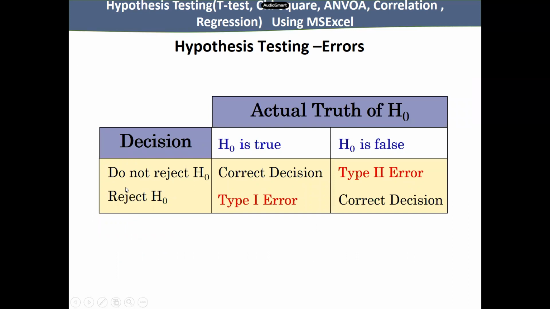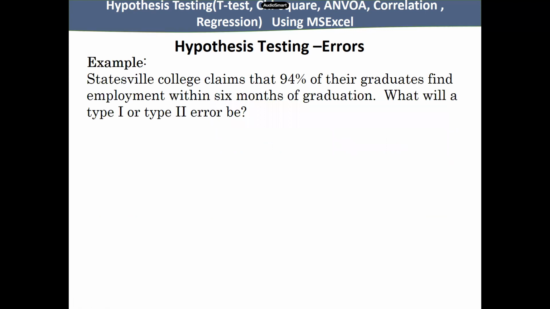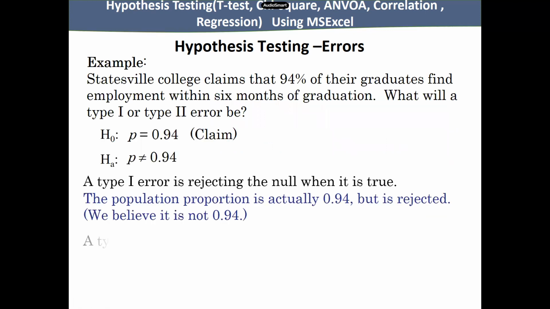Actual truth. Do not reject H0: correct decision. Type 1, what? Type 2 error. It said do not reject, and it gives you what? A type 2. H0 is false, but we say do not reject. Here, H0 is true, and reject is a type 1 error. It is a correct hypothesis, but we reject it. Yes. Does that make sense? It does make sense.